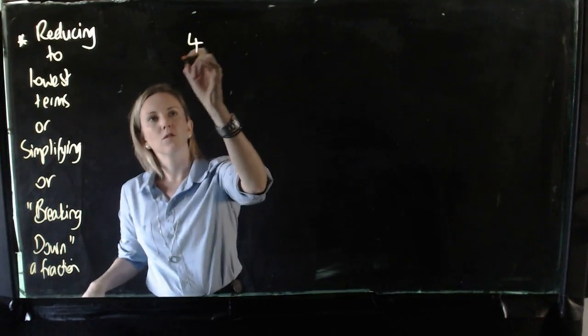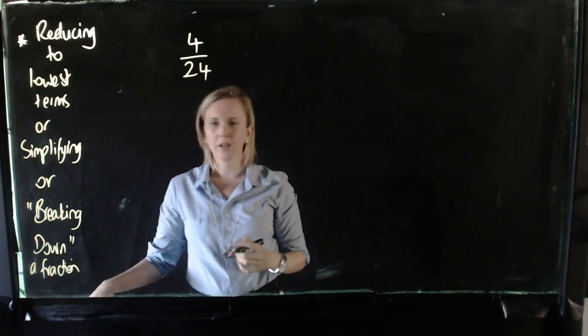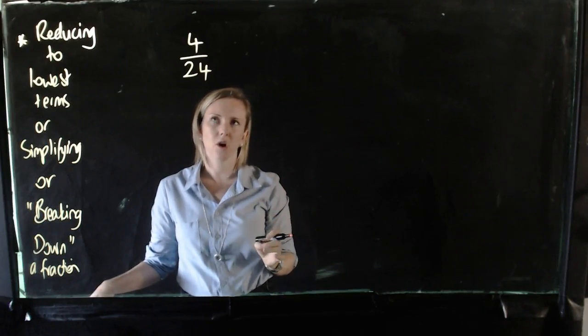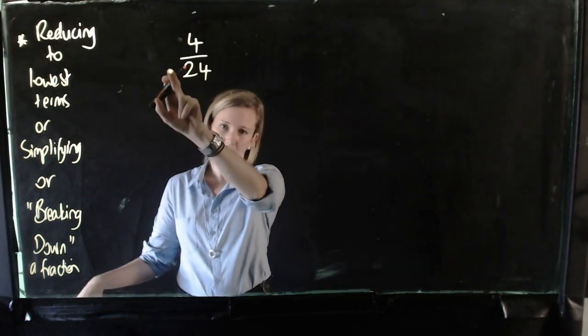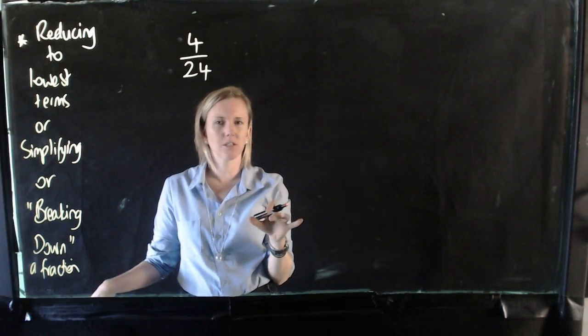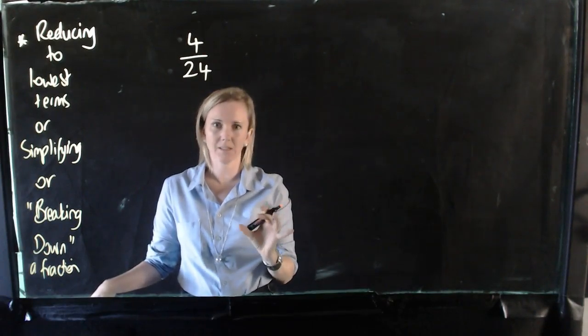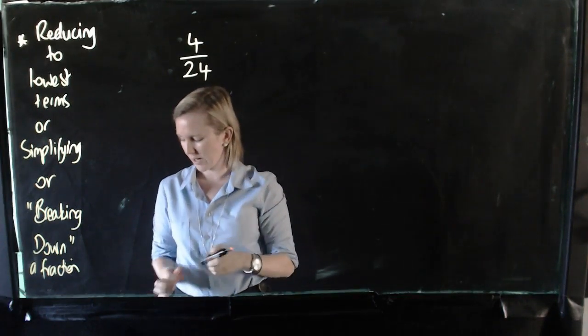Let's go through 4 over 24, okay? So what you're thinking of is, which number can I choose that I can divide both the numerator and the denominator by to make the numbers smaller? It's no good choosing a number that you can only do the numerator or the denominator with. It must absolutely be a number that you can divide both parts of the fraction with.